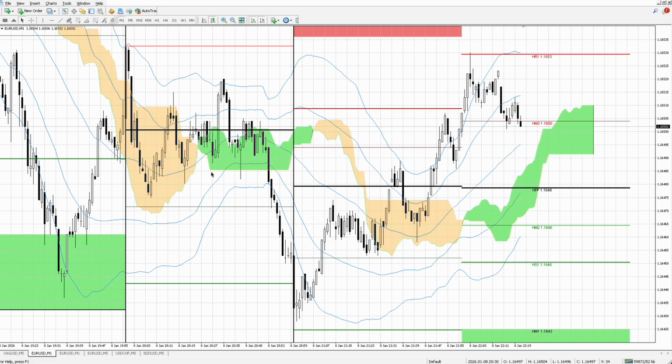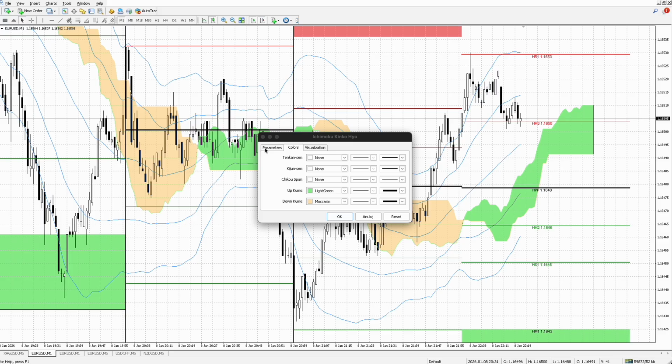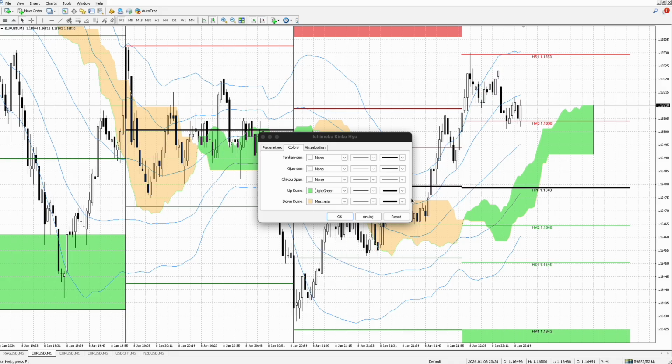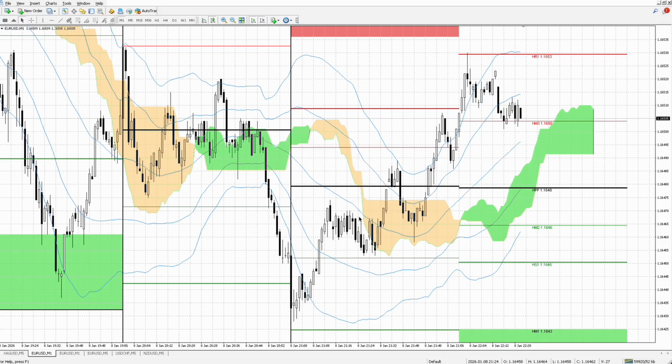We have two Bollinger Bands, and when it comes to Ichimoku, we have standard Ichimoku with these parameters, and you can select Tenkan none, Kijun none, Chikou none. So you are left with up Kumo and down Kumo, and you can make it bolder. That way you will have something similar to what you can see on my chart.